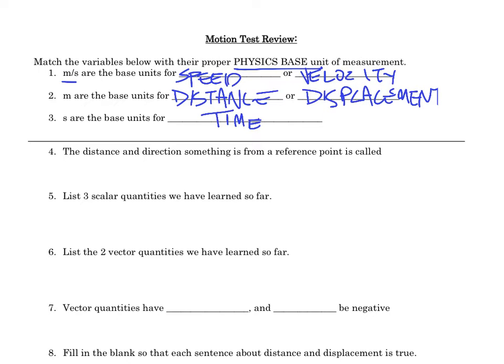Number 4, the distance and direction something is from a reference point. This is just a definition. Distance and direction is referring to the displacement of that object. So displacement is a straight line path back to where you started. It's a short line or straight line back to the beginning. Apparently I can't spell displacement. There we go.